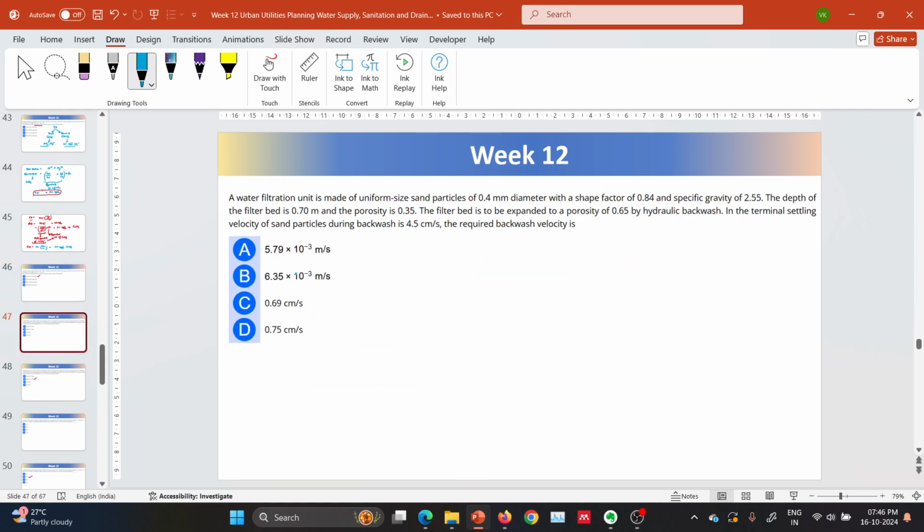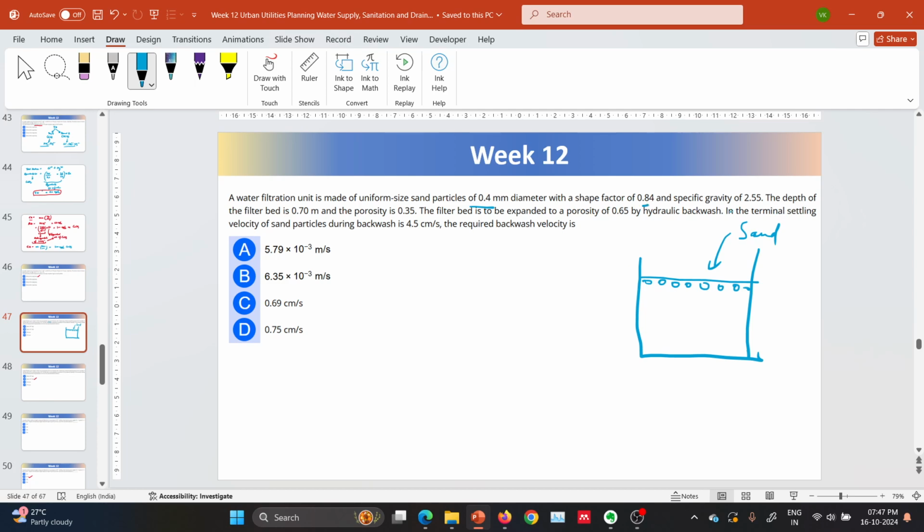A water filtration unit is made of uniform size sand particles of 0.4 mm diameter. So what is happening? Water filtration is one of the treatment steps for wastewater treatment. It is filled with very small sand particles of uniform size, 0.4 mm, which is less than 1 mm.